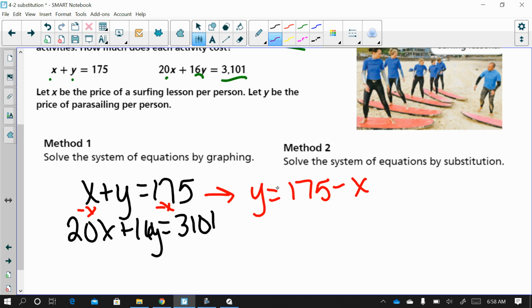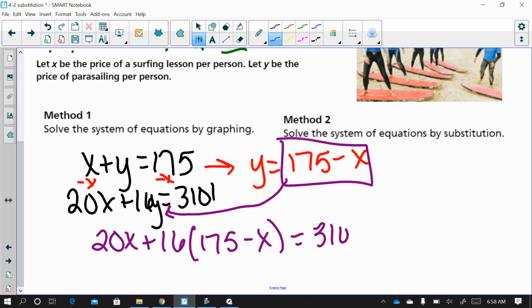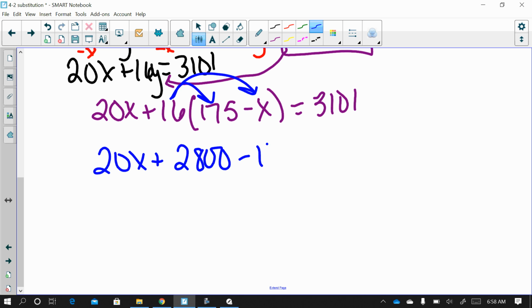Now that I have this equation, I'm very easily able to do substitution. So we're going to take this 20X plus 16Y, but instead of writing Y, I'm going to plug in 175 minus X, and that is equal to 3101. Okay, so let's solve for X. First thing we do is distribute. So 20X plus, give me a second to do that on my calculator. 16 times 175 is 2,800. Minus 16X is equal to 3101.